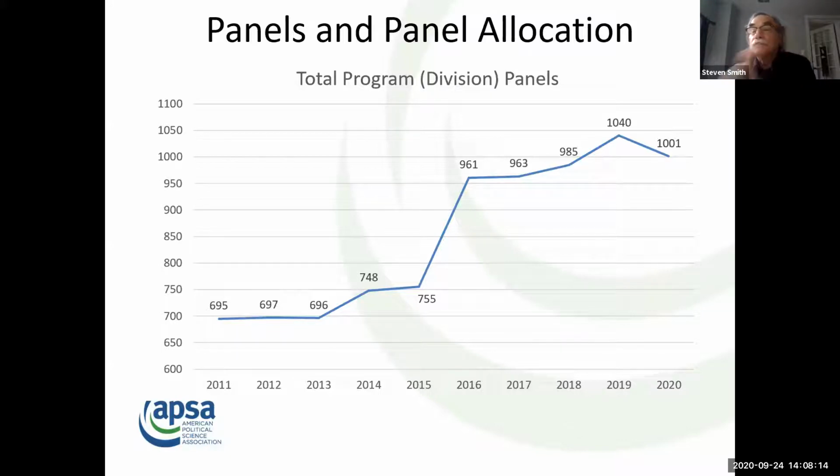and the fact that it declined slightly for 2020 reflected the fact that we were projecting that the available space in San Francisco was slightly less than what we had in DC in 2019. So the number of panels that were allocated in January, with the expectation that we'd be in person in San Francisco, was slightly less.